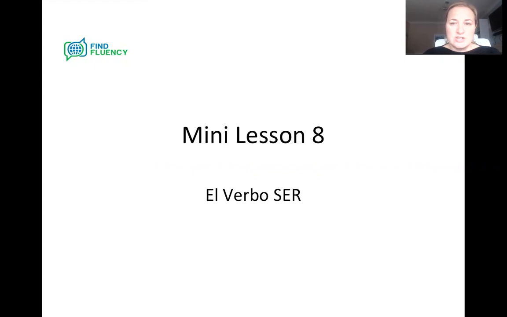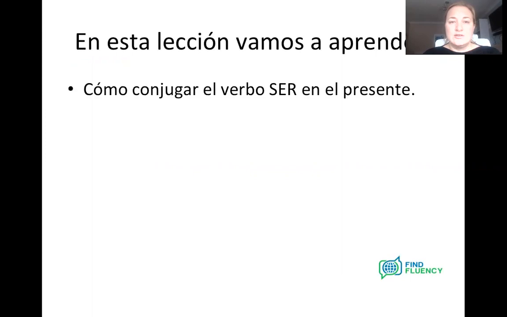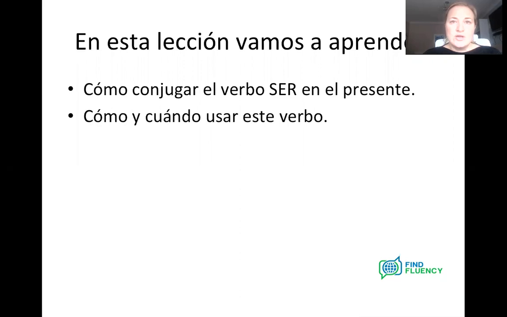And today we're concentrating on el verbo ser, the verb ser. So, en esta lección vamos a aprender cómo conjugar el verbo ser en el presente. So having a little look at how to conjugate the verb ser in the present tense. And then, cómo y cuándo usar este verbo. So how, cómo, and when, cuándo, to use the verb.